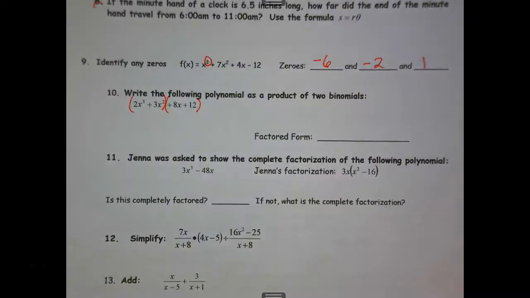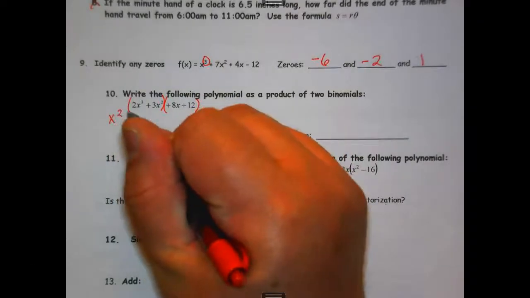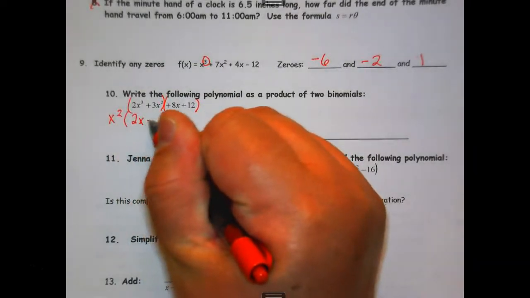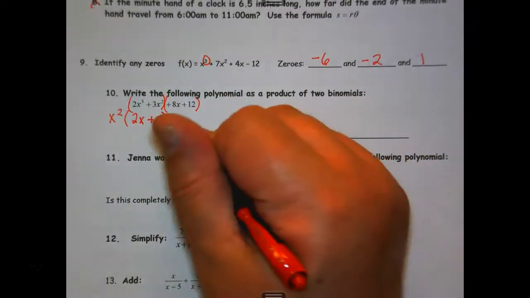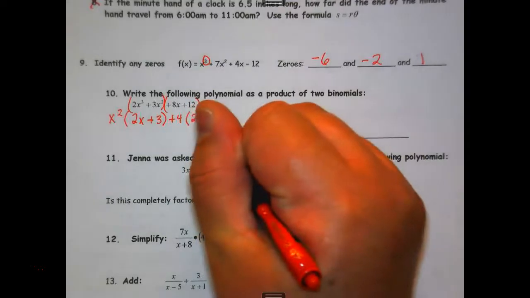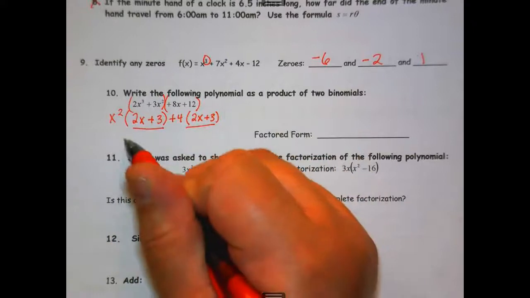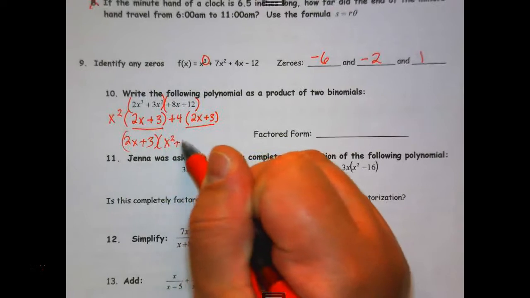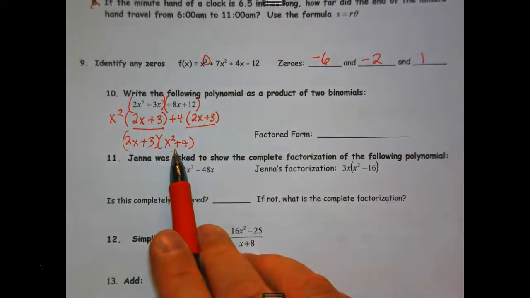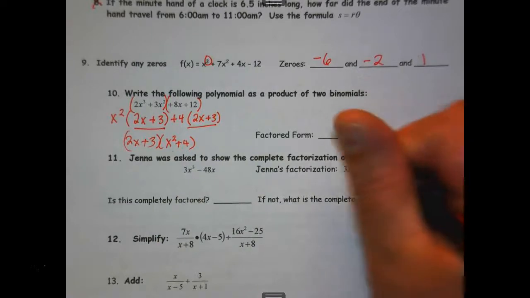Okay, what can I take out of the first group? Well, you're the only one that got that. X to the second, 2x plus 3. How about the second group? What can I take out? A 4. I get 2x plus. Good. Hey, look at that. Be careful. Make sure this doesn't factor anymore. Sums of squares do not factor further, but differences will.